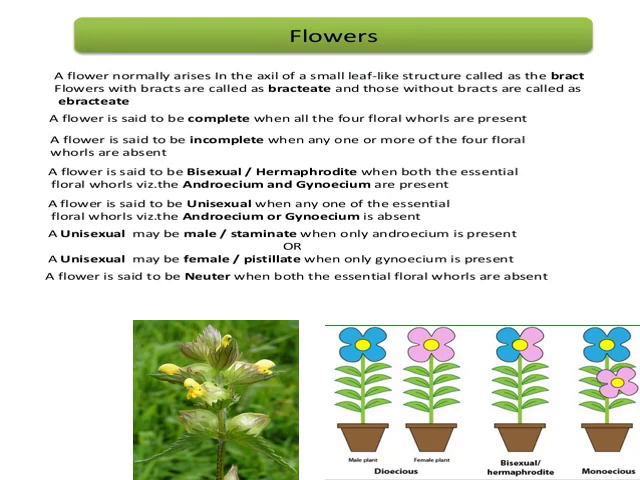If a flower normally arises in the axil of a small leaf-like structure, that is called a bract. Flowers with bracts are called bracteate, and those without bracts are called ebracteate. So if from the axis where the flower is produced, a leaf-like structure arises, then these leaf-like structures are called bracts.